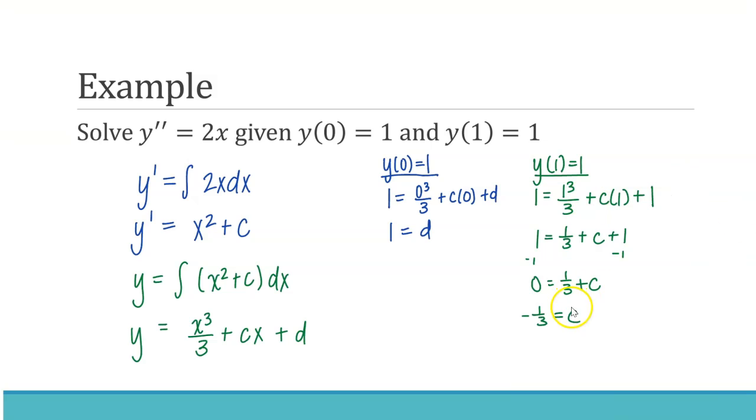All right, so we found the value of c and the value of d. The answer is substituting those into the equation for y. So y is equal to x cubed over 3 minus 1/3 x plus 1.